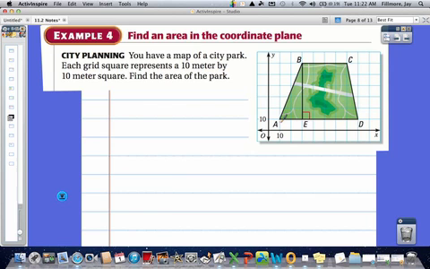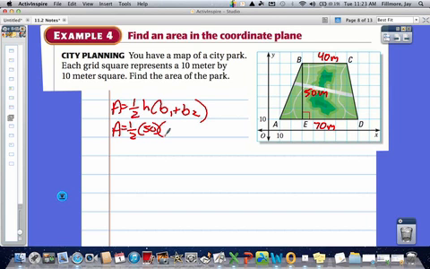So our first base, if these are all 10 meters, then this is 10, 20, 30, 40, 50, 60, 70 meters. This is 10, 20, 30, 40 meters. And our height is 10, 20, 30, 40, 50 meters. To find the area of the whole park, we'll say, well, the area of this trapezoid should be 1/2 times the height times the sum of the bases. So our height is 50, and our bases are 70 and 40.